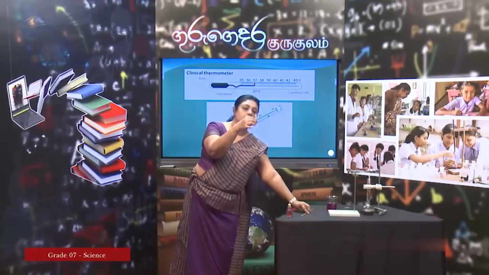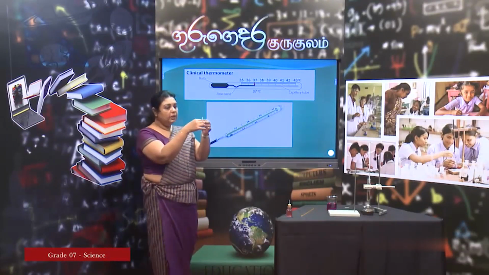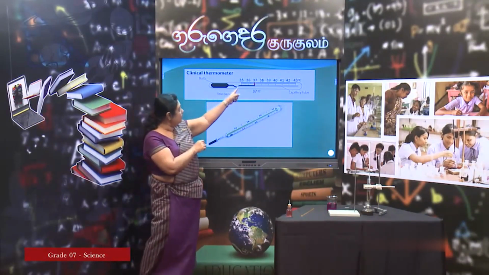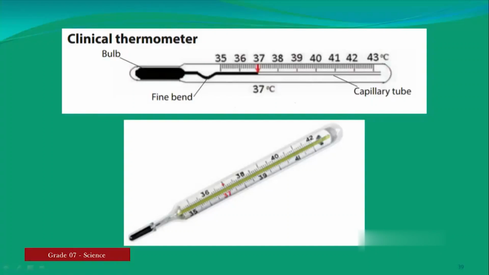Why do we have this clinical thermometer very small? Because it is with a very short range. Look at this, children, here the range is from 35 to 42 or 43. Obviously, you won't be able to measure 41, 42, that means very, very high fever. At the same time you can see a fine bend here. The thermometer has a fine bend here. So, this is the clinical thermometer which we use to measure your temperature.